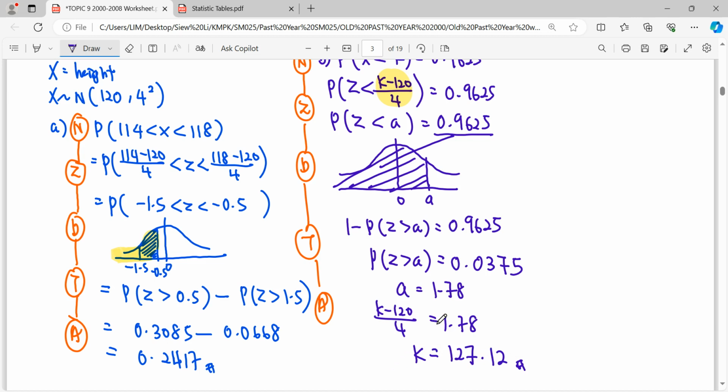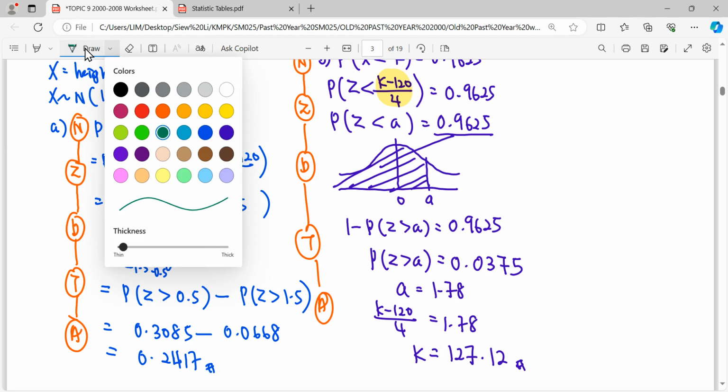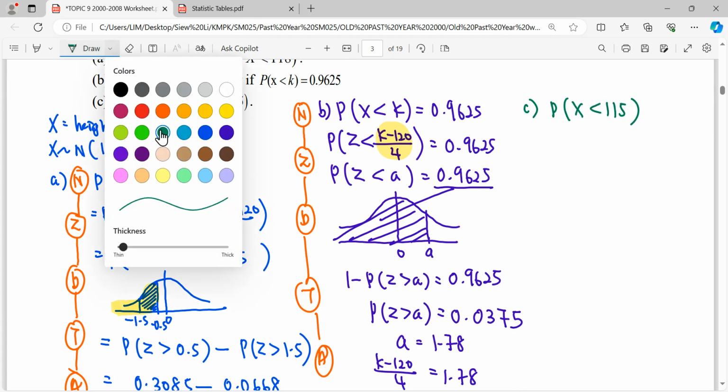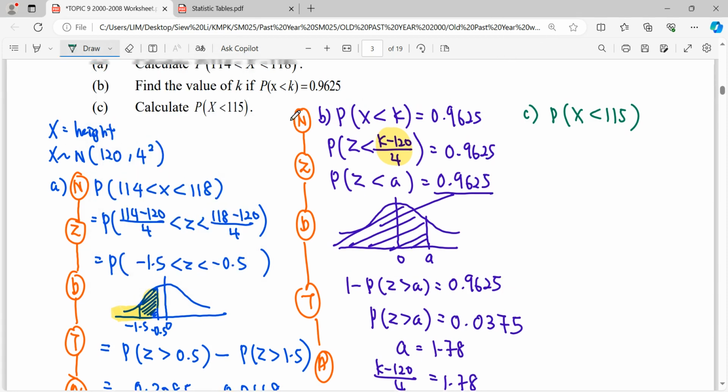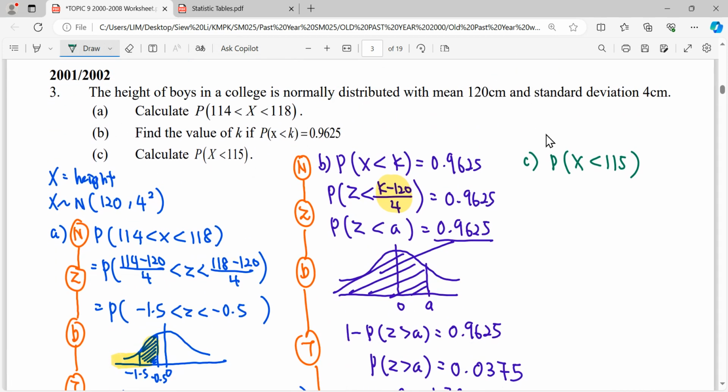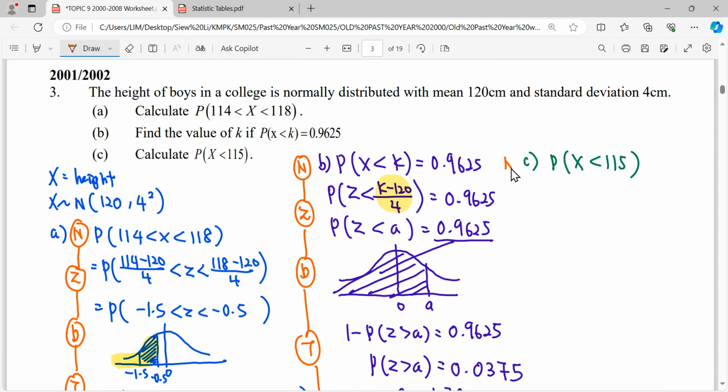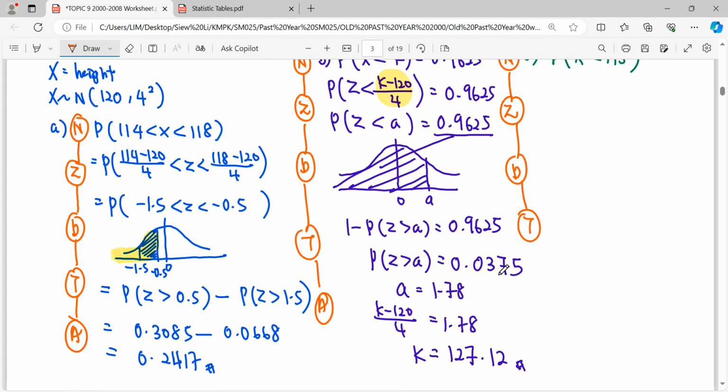Then next, for question C, calculate the probability for x less than 115. So again, we look at the x. From the beginning of the question, it is given as normal distribution. So the flow will be changing to standard z, draw the standard normal graph, then we can read from the table to get the answer.